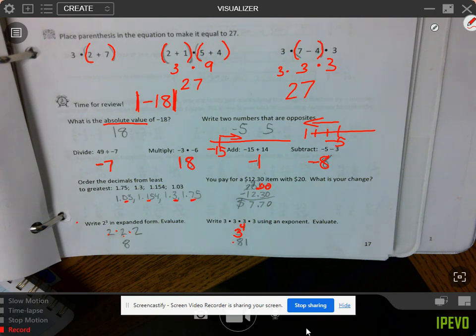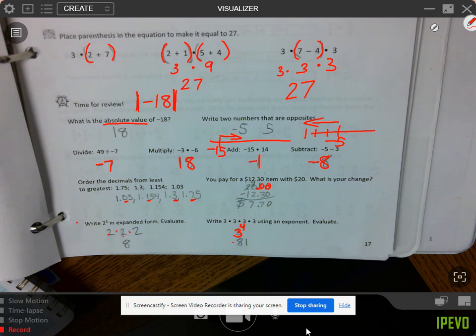For the order of decimals from least to greatest, I read it from least to greatest, but for some reason after I stacked them, I did it greatest to least, so would that be wrong? Yes. On the test, if you accidentally reverse it, it will be wrong. So that's one of those things you're going to want to say, I need to double check and make sure I put it in the correct order.